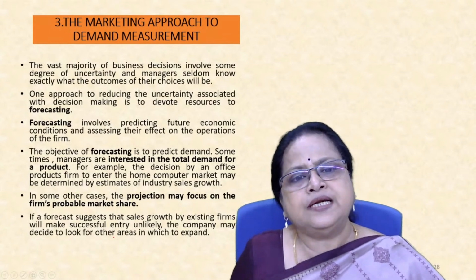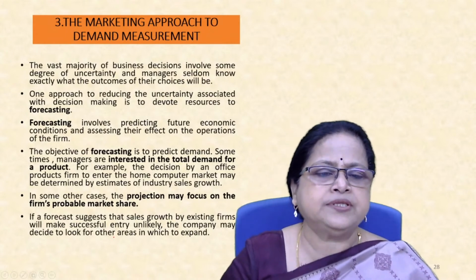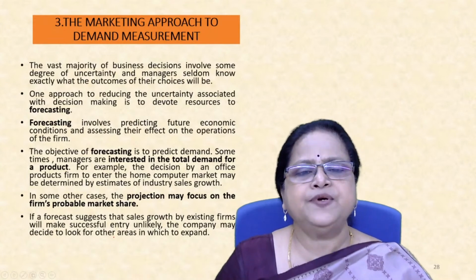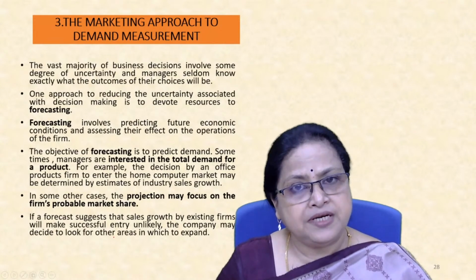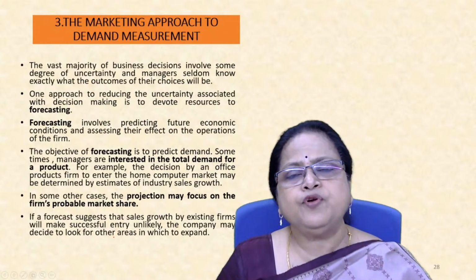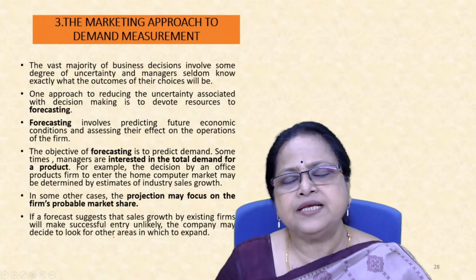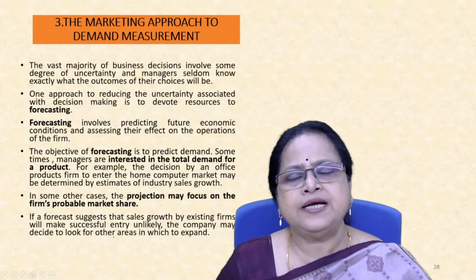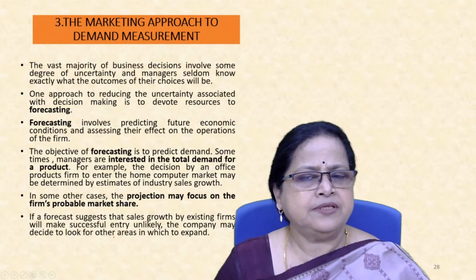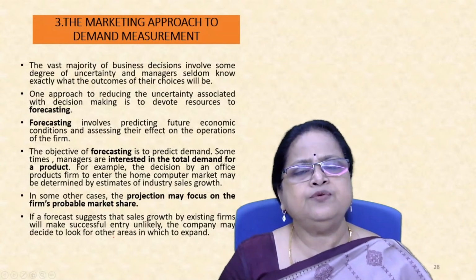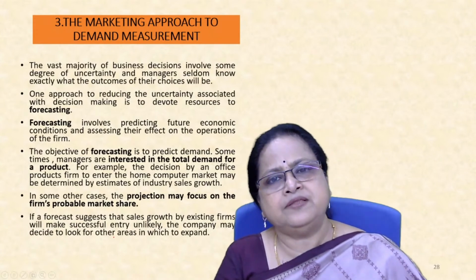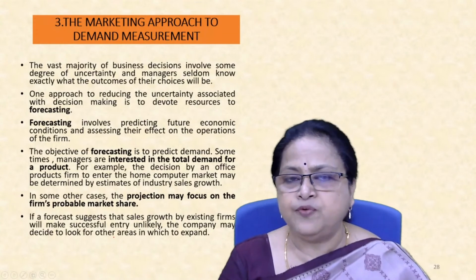So one approach to reduce the uncertainty associated with decision making is to devote resources to forecasting. Forecasting involves predicting future economic conditions and assessing their effect on the operations of the firm. For future forecasting, you don't have anything except the past information. You have to forecast or predict the future on the basis of past information. That is the basic idea behind forecasting. You are taking a risk, but for that you are predicting something on the basis of what has happened in the past. So one should be very careful about forecasting also.